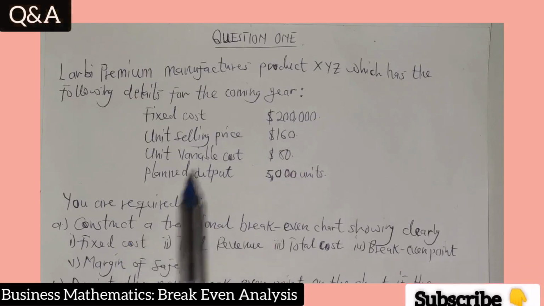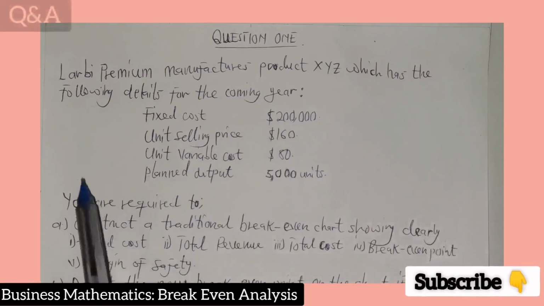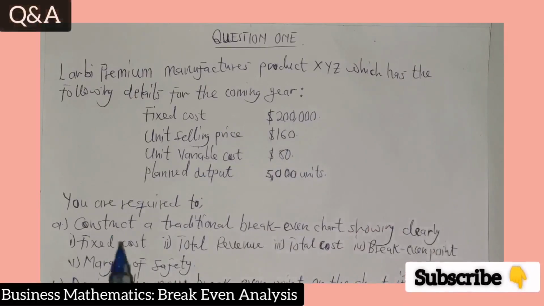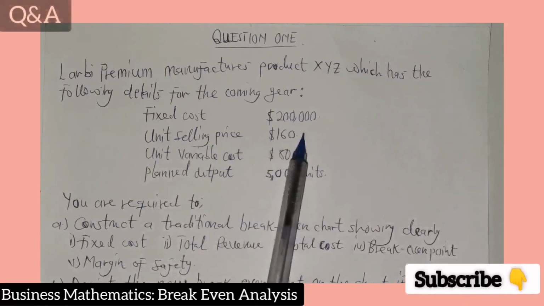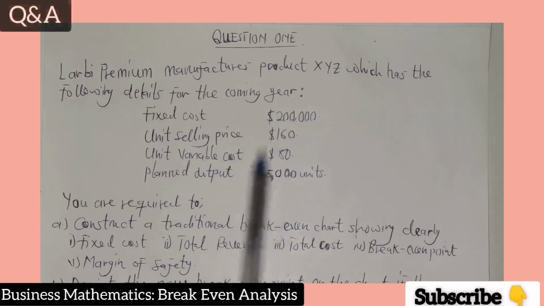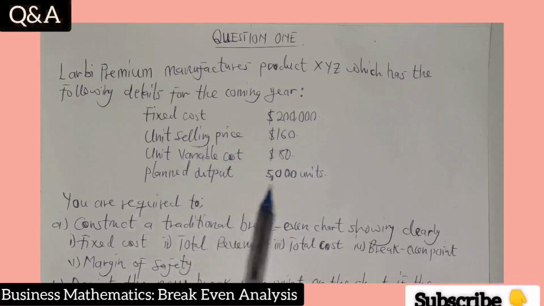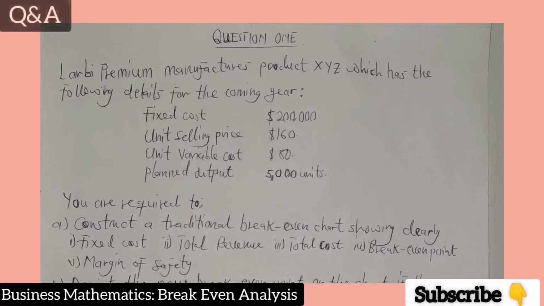Larbi Premium manufactures a product XYZ which has the following details for the coming year. Fixed cost $200,000, unit selling price $160, unit variable cost $80, sorry. Then planned output of 5,000 units. So let's see the requirements.